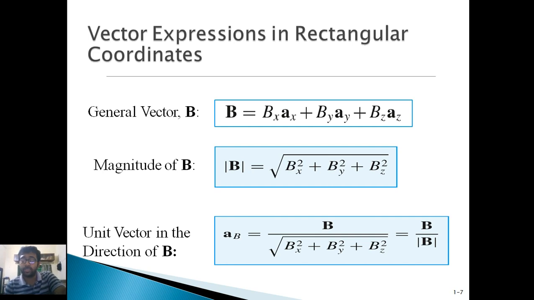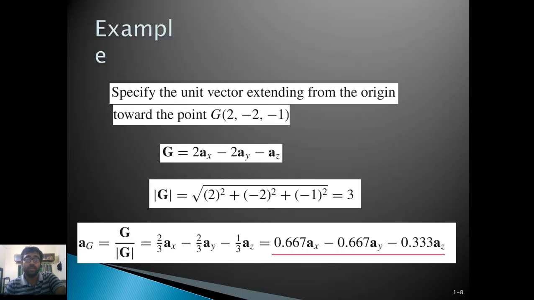So let's go to the next slide. Example. The problem: specify the unit vector extending from the origin toward the point g (2, -2, -1). This is the expression of that vector. Using that we will find the magnitude of vector g, which will be the square root of 2 squared plus minus 2 squared plus minus 1 squared. This is along the x axis, y axis and z axis, so each value will be taken.